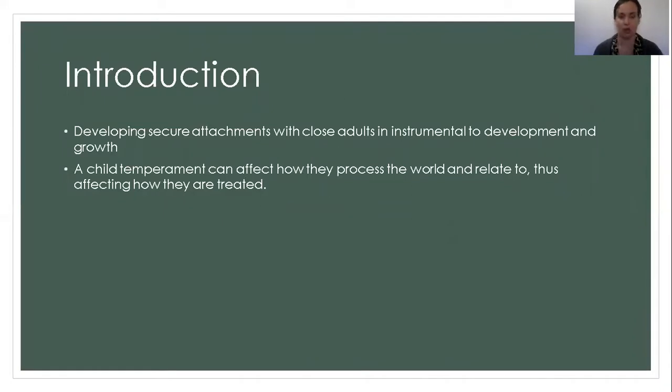We do know that really secure attachments with close adults is really, really important for our development and growth. Especially in the first few months, the first few years, you need to have really close bonds with a teacher, a parent, a grandparent, any kind of caregiver in your life. You need to be able to develop relationships with them. That's how we know children learn.